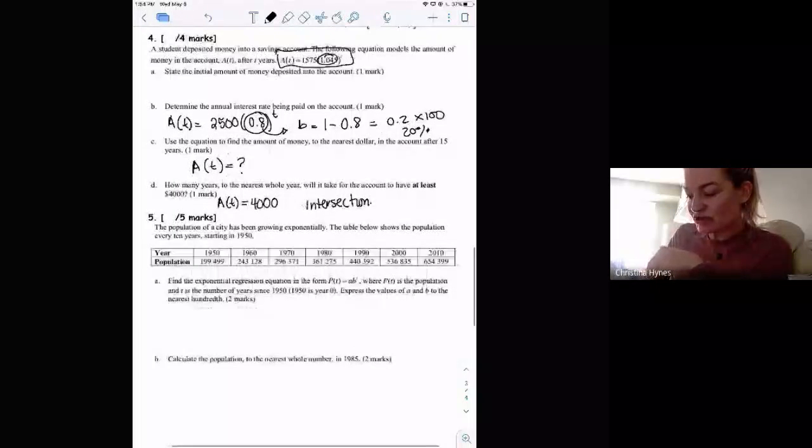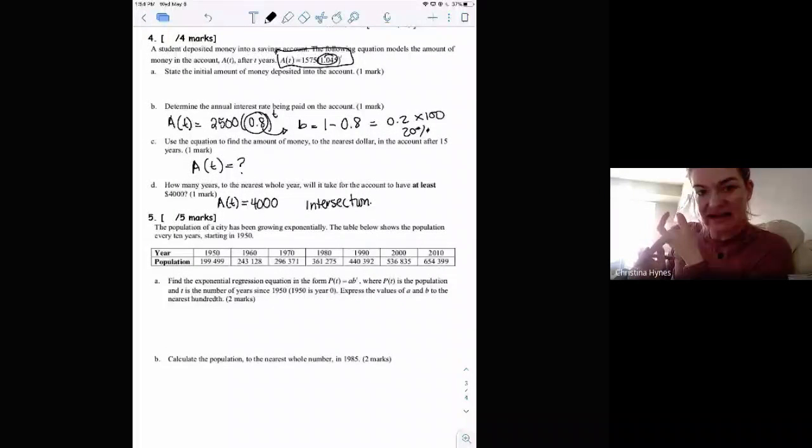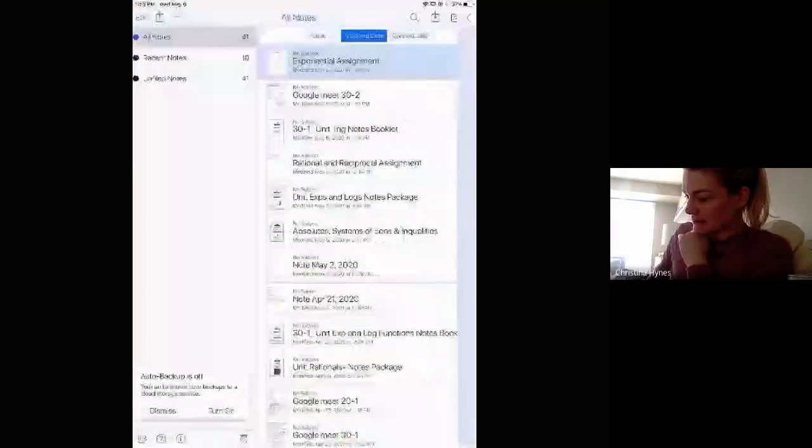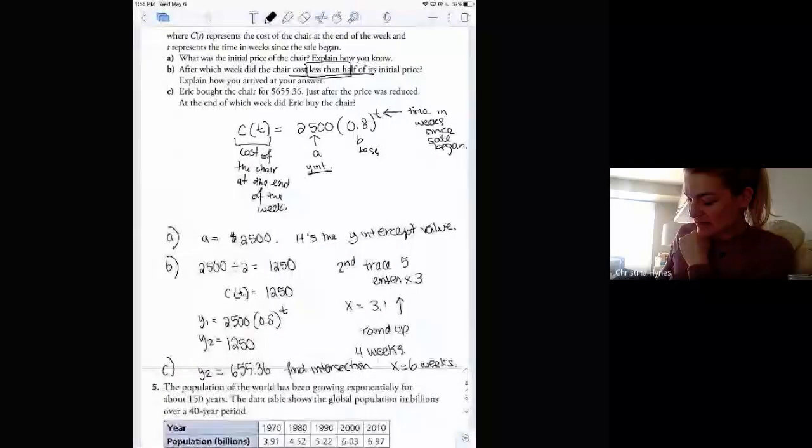Okay, so use the equation that they gave you, find the initial amount using that example I just gave you, and then the interest rate, 1 minus what you see as your B value. Your A of T, you just have to substitute T equals 15 and solve for that. And for D, you are substituting A of T as 4,000 and solving for the intersection. That is similar to question B and C. So if you've understood what I did for B and C, do the same thing to get that answer.